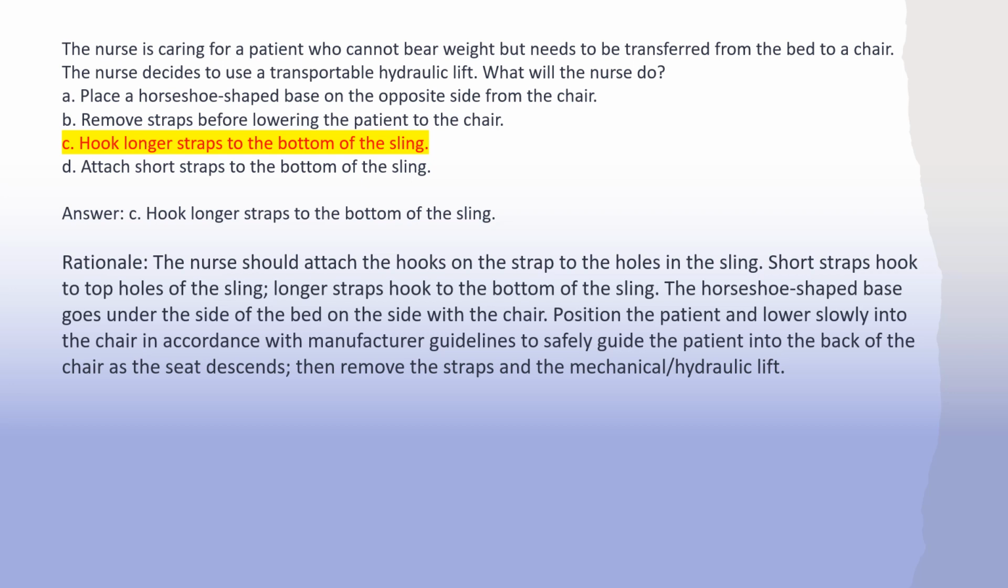Answer C. Hook longer straps to the bottom of the sling. Rationale: the nurse should attach the hooks on the strap to the holes in the sling. Short straps hook to top holes of the sling. Longer straps hook to the bottom of the sling. The horseshoe-shaped base goes under the side of the bed on the side with the chair. Position the patient and lower slowly into the chair in accordance with manufacturer guidelines to safely guide the patient into the back of the chair as the seat descends. Then remove the straps and the mechanical, hydraulic lift.